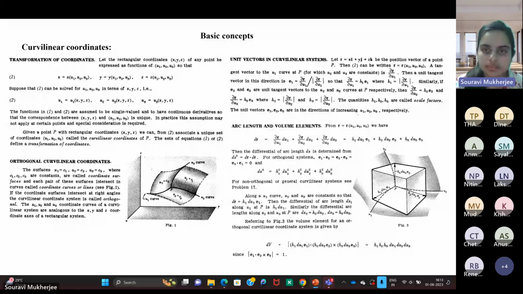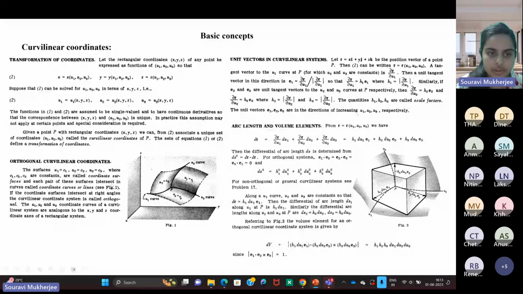Okay. So now what we want to do is, before I go to that part, let me first talk about this. So now you're moving to a different frame, which is defined by different axes. So what you do is you define surfaces. One surface is defined as u1 equal to some constant value. Another surface is defined as u2 equal to some constant value. And then u3 equal to some constant value. So now these are your new coordinate surfaces, okay? And each pair of these surfaces intersect at a curve, which is called the coordinate curves or lines, right?